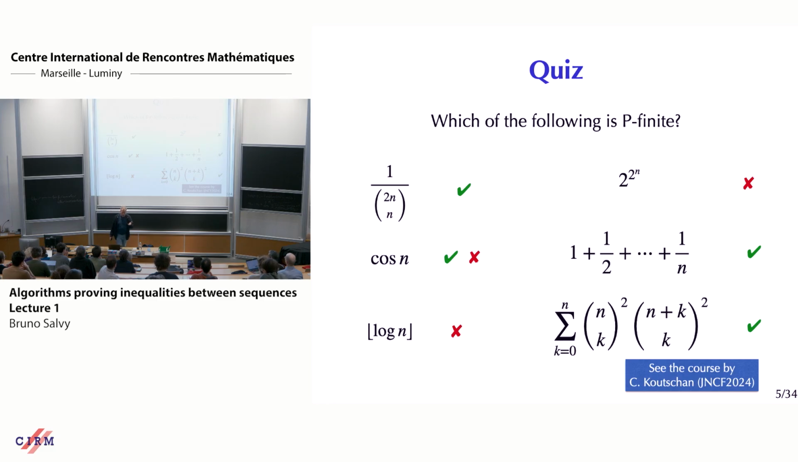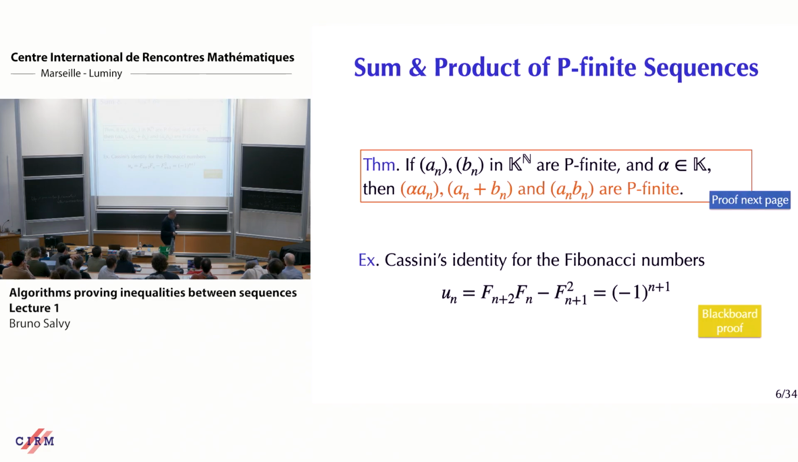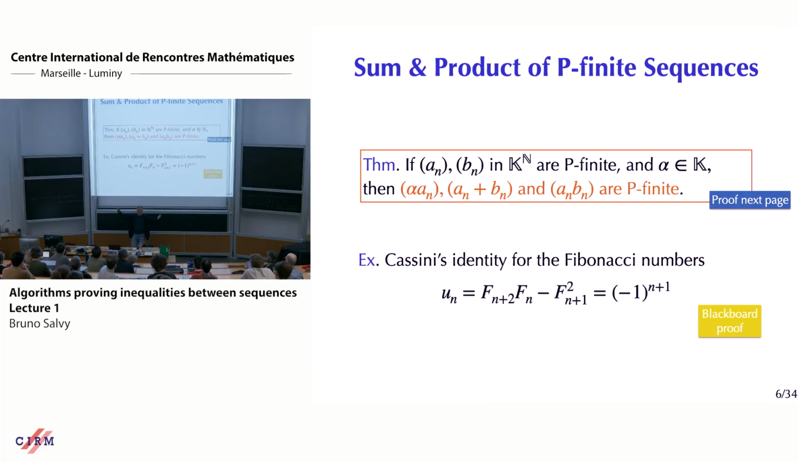And why are those interesting? Because they have a lot of properties, but there's one that will be very useful, which is that they are closed under multiplication by a constant, summation, and product. Multiplication by a constant is clear. It's a linear recurrence. You multiply your sequence by a constant and you get the same equation. For sum and product, maybe I thought I could illustrate this by just one example.